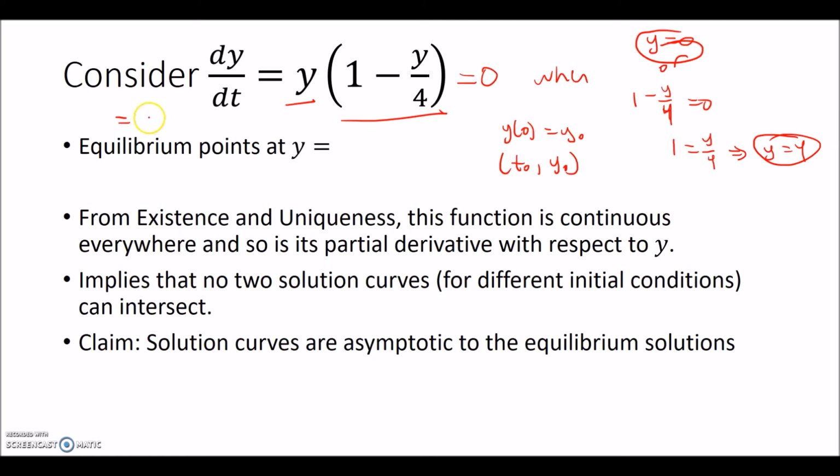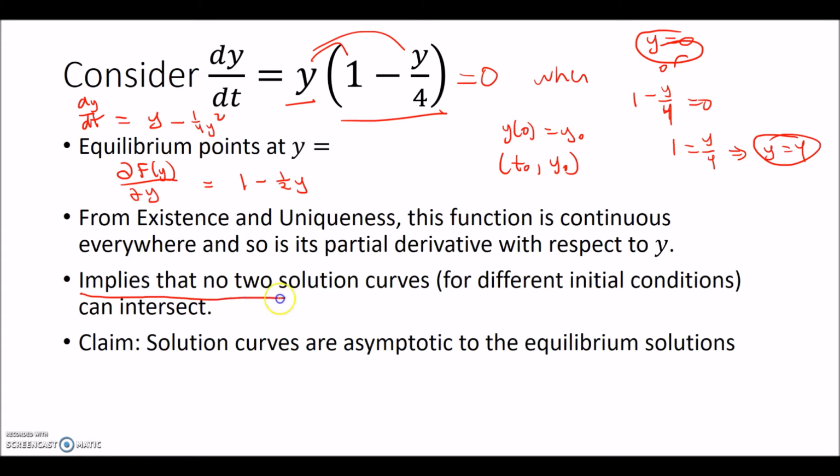Moreover, you could write this differential equation as y minus 1/4 y squared by distributing y into both of the terms in the parentheses. This is a quadratic function, and quadratics are continuous everywhere. The partial of f of y with respect to y is equal to 1 minus 2 times 1/4, which is 2/4 or 1/2, times y. That is also continuous everywhere, because this is a linear function.